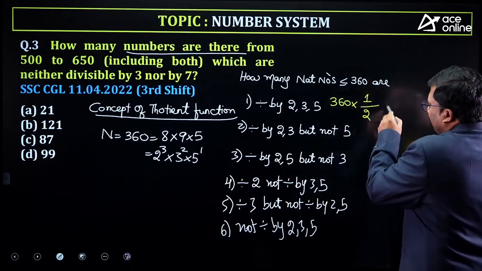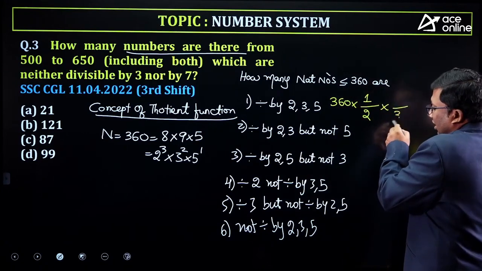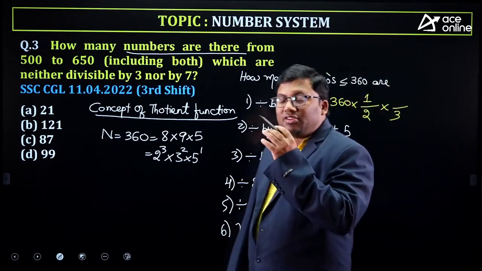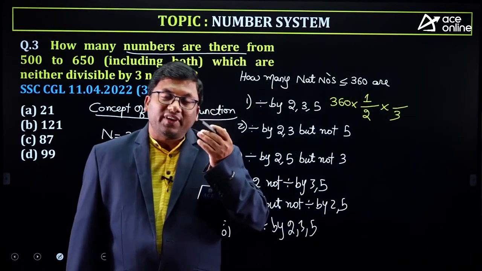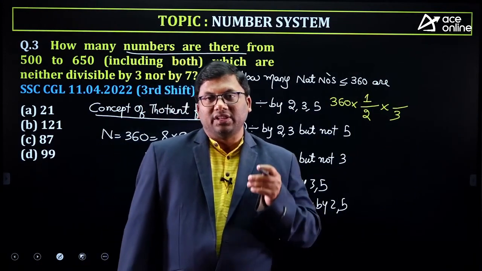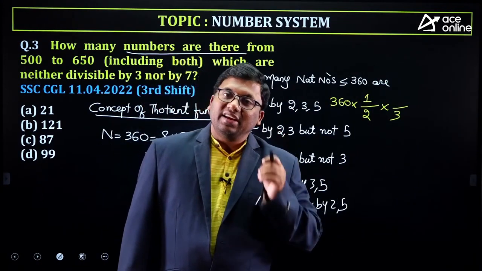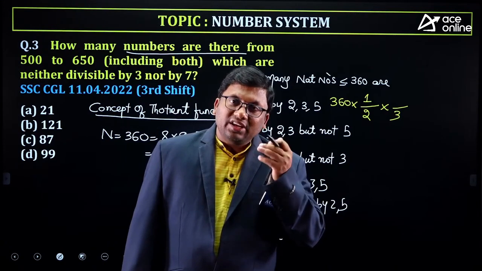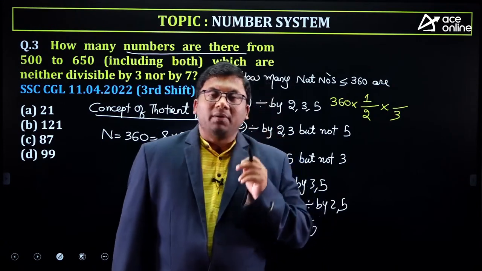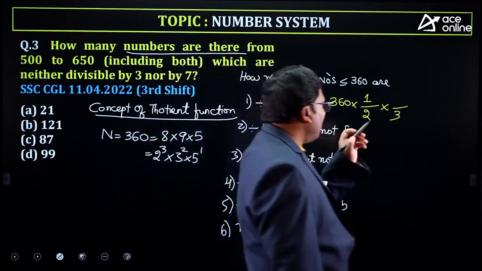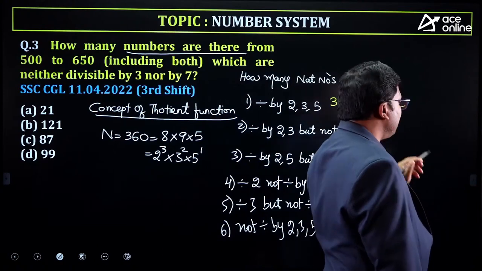Next is divisible by 3. You take any 3 consecutive numbers. 4, 5, 6: 6 is divisible by 3. 8, 9, 10: 9 is divisible by 3. You take any 3 consecutive numbers, 1 number is divisible by 3. So out of 3, 1 number is divisible.